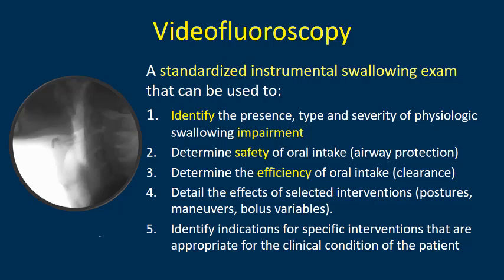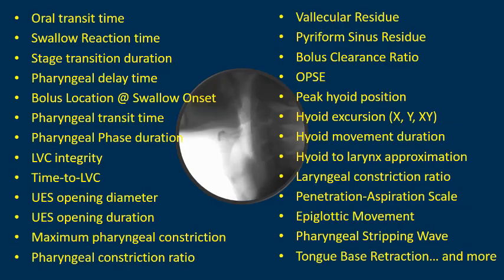Videofluoroscopy, as we all know, is intended to be a standard instrumental examination that enables us to identify impairment, determine the safety and efficiency of oral intake, to explore the effectiveness of selected interventions, and to identify candidacy for other interventions. Over the years since the procedure was introduced by Dr. Logemann, a truly huge number of parameters have been described in the literature, and a selection, but certainly not the entire list, is shown on this screen. This list is clearly overwhelming, and it leaves clinicians wondering which of these measures are really necessary to report, and which ones are the most useful.